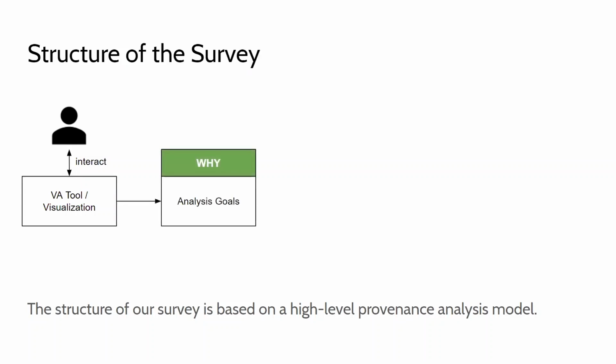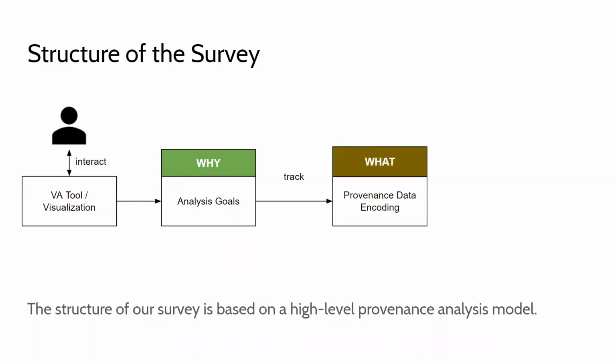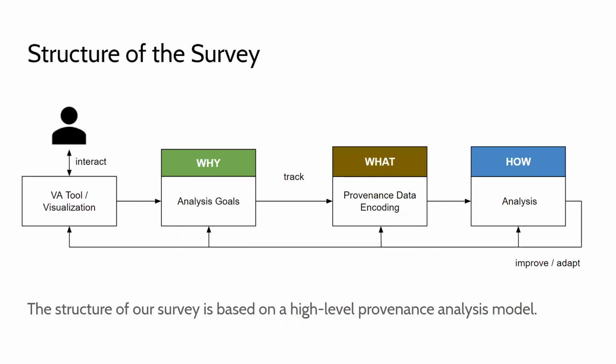Analysis goals are the reasons for provenance analysis and give rise to requirements such as what data to capture and how the data is encoded. In our case, we call it the what. Encoded provenance data is then further evaluated by analysis techniques, the how, such as classification models or probabilistic models. At the end of this process, users gain either user-specific or system-specific knowledge that can be used to improve or adapt any of the process model components to enhance the overall provenance analysis iteratively.